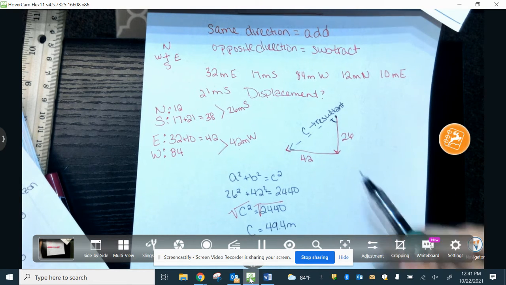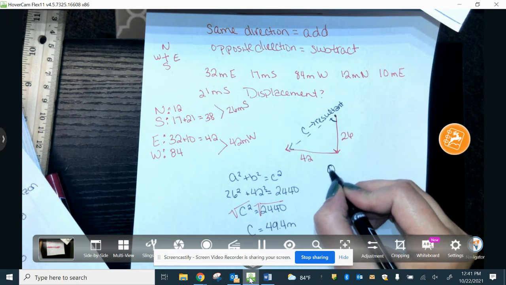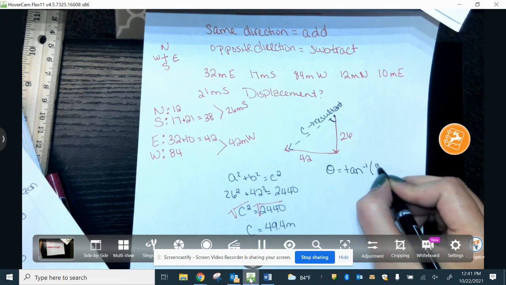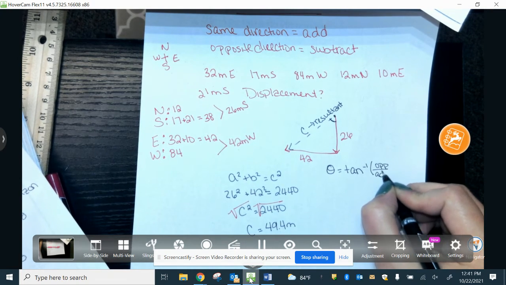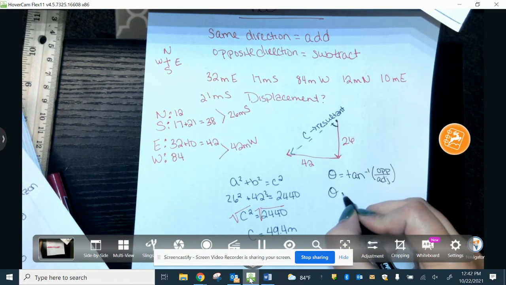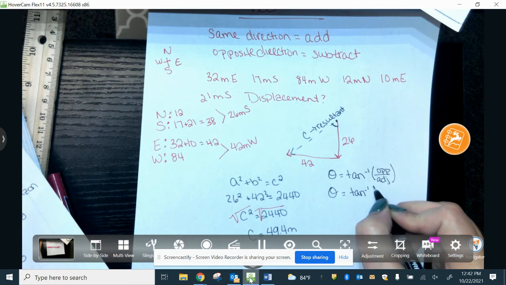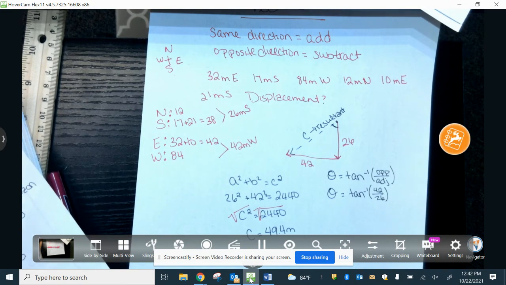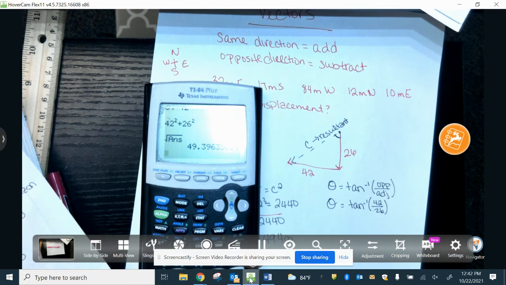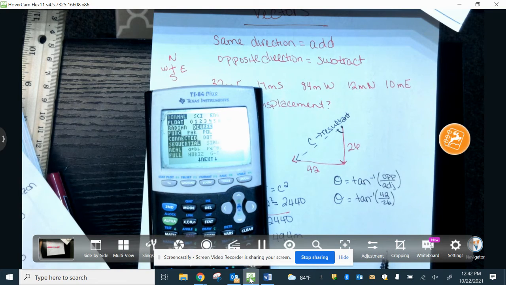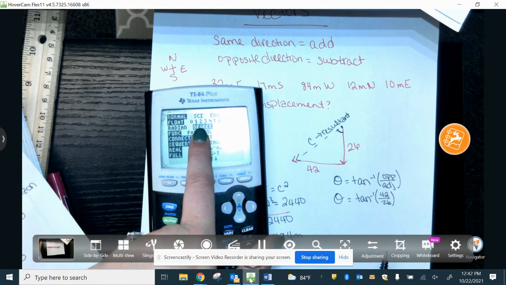Okay, my angle, remember we use theta, is equal to the inverse tangent, opposite over adjacent. So theta is equal to the inverse tangent: across from this angle, 42, next to it, 26. Make sure that you're in the right mode. I need you to be in degree mode. If that's not highlighted, make sure you do that.